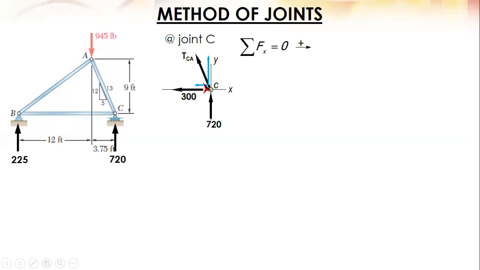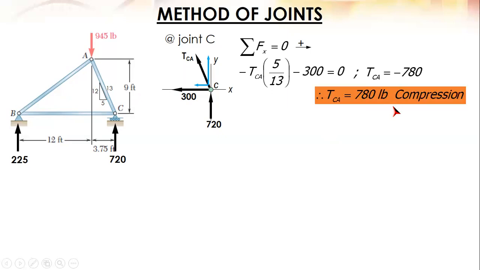So for the X component, it is 5/13. Negative because it is directed to the left, negative TCA. And then the X component is 5/13 TCA minus 300. And TCA equals negative 780, and therefore compression.